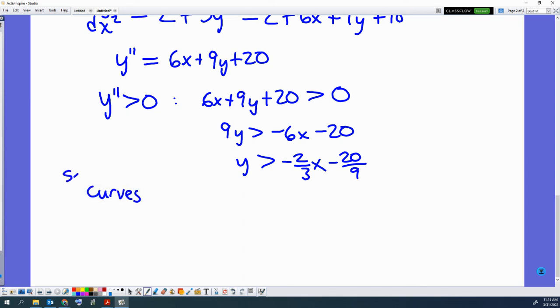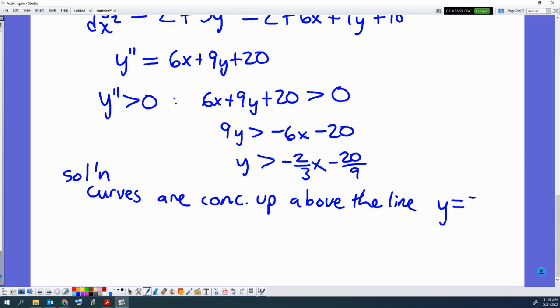Solution curves are concave up above the line. And since I'm saying above the line, now I'm going to give it as an equation. Y equals negative 2/3 x minus 20 over 9. As I pointed out, though, that is that same line that was the linear solution. So I want to talk about why that is, and that's pretty much the last point I want to make here. Does anybody have an insight into that?